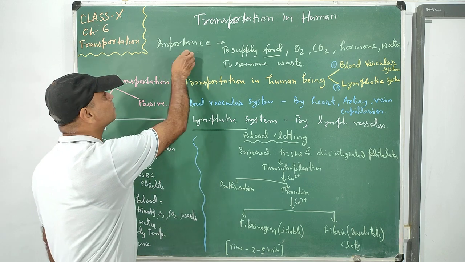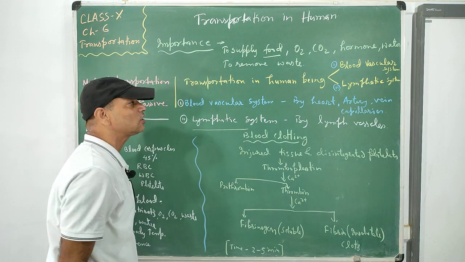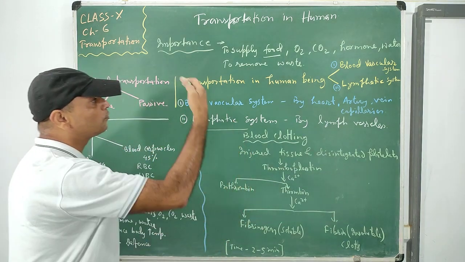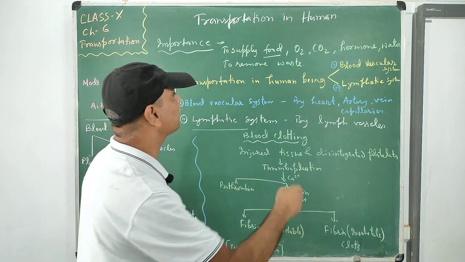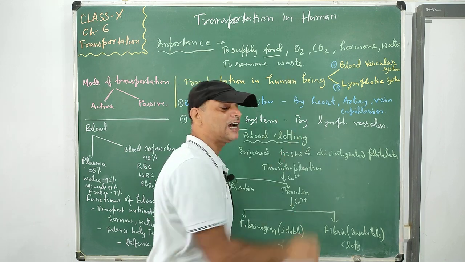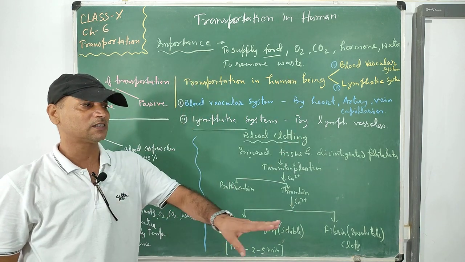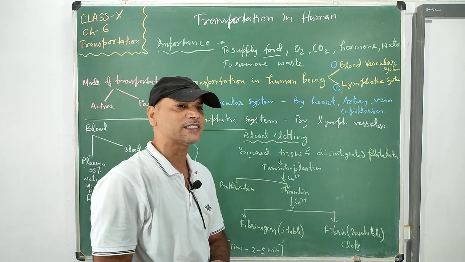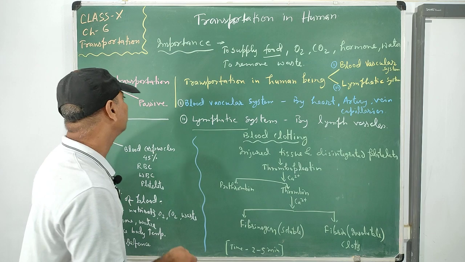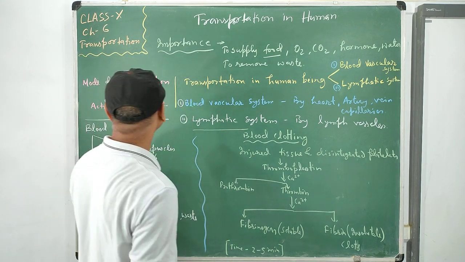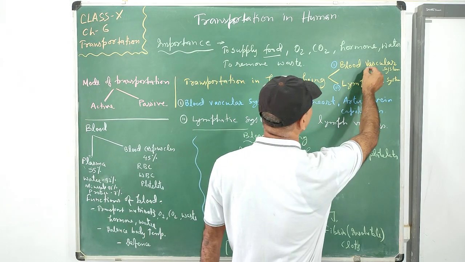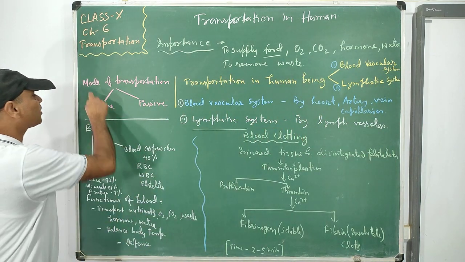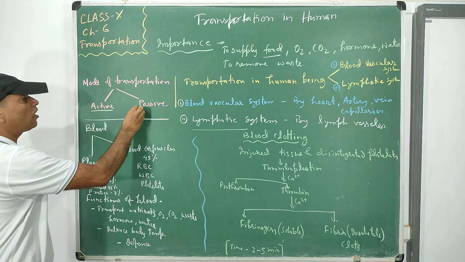So transportation is a very important activity for supplying these things to our body. Sometimes waste is also removed from the body with the help of transportation. So transportation allows us to transport useful substances as well as harmful or waste substances to clear them out of the body. Now, transportation in human beings takes place in two ways: the blood vascular system and the lymphatic system. Now, the mode of transportation can be either active or passive.